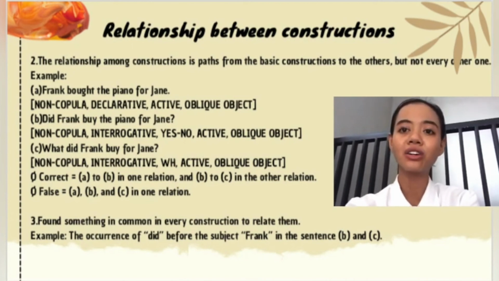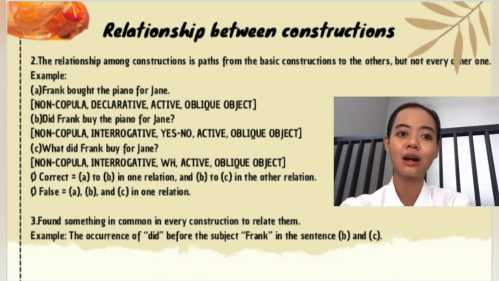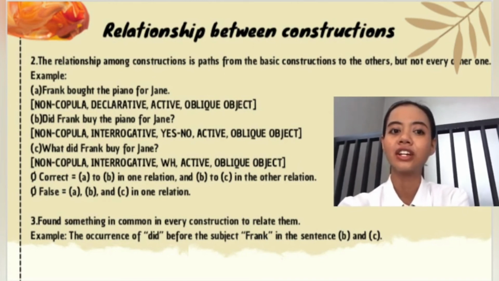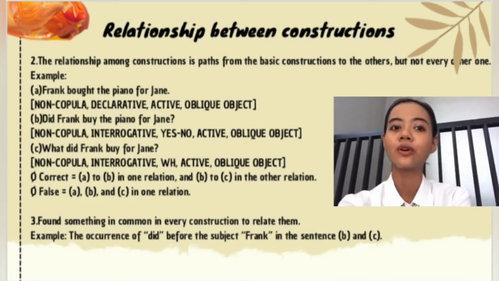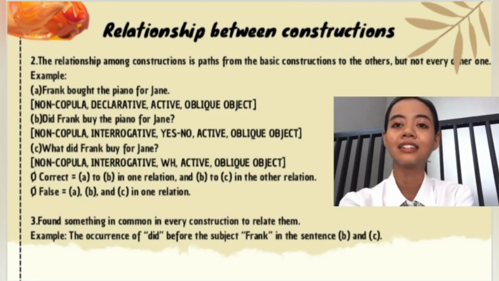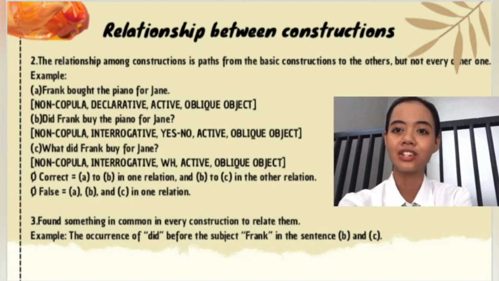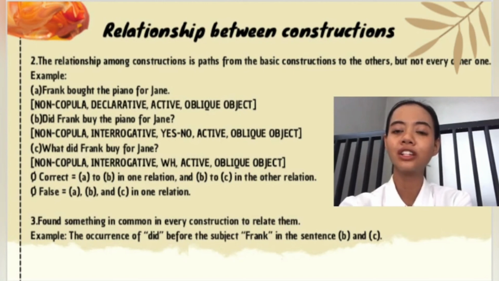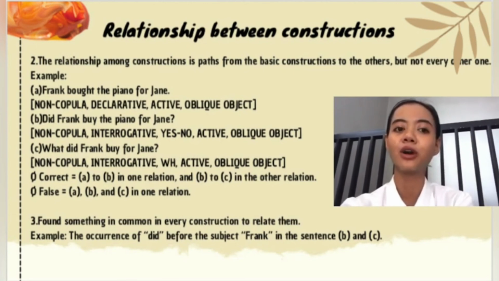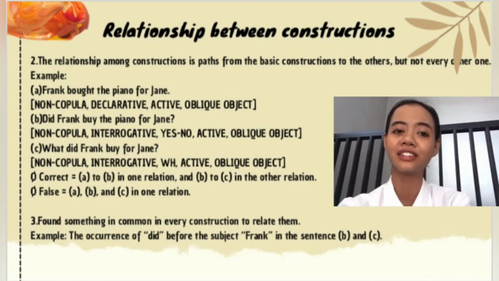So the correct order to write out the relation is from the first sentence to the second sentence as one relation, and then continue to connect the second sentence and the third sentence in the other relation. So we have two different constructions in here. We have two different paths. We could not plainly connect the first, second, and third constructions in one relation.